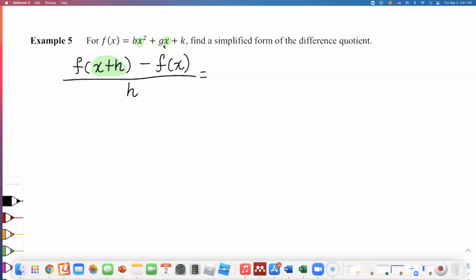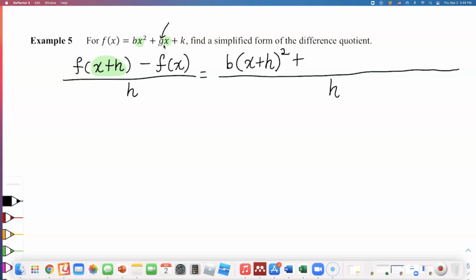So if I set it up with the long fraction bar and h in the bottom, I'll start by doing b times (x plus h) squared, plus g times, instead of x, x plus h, and what's next? Plus k. So what I wrote down, all that part, is simply f of x plus h.